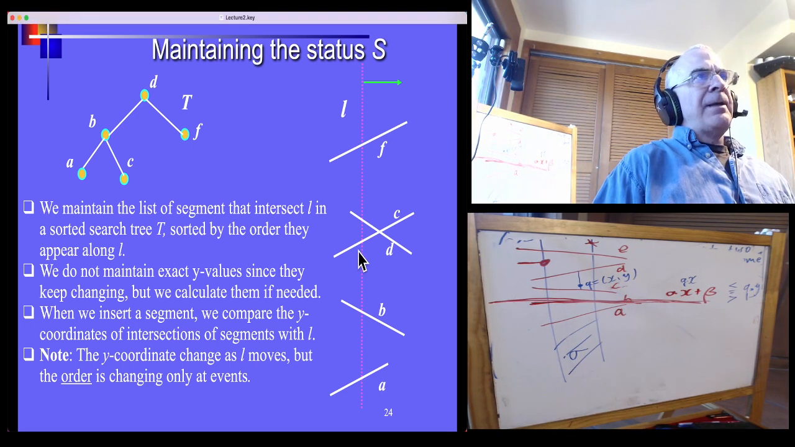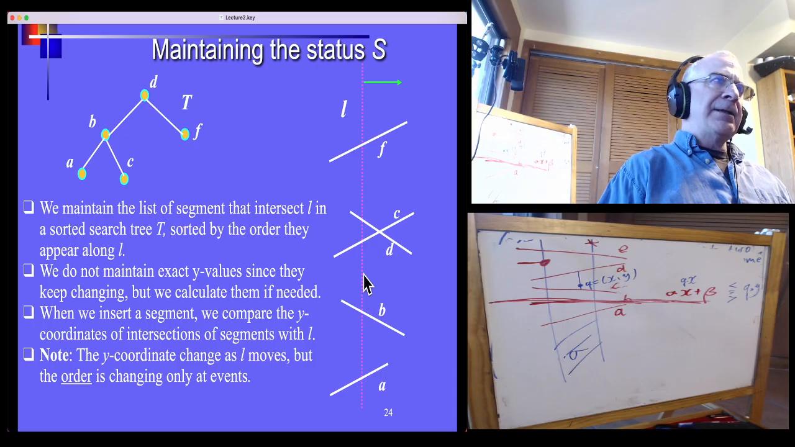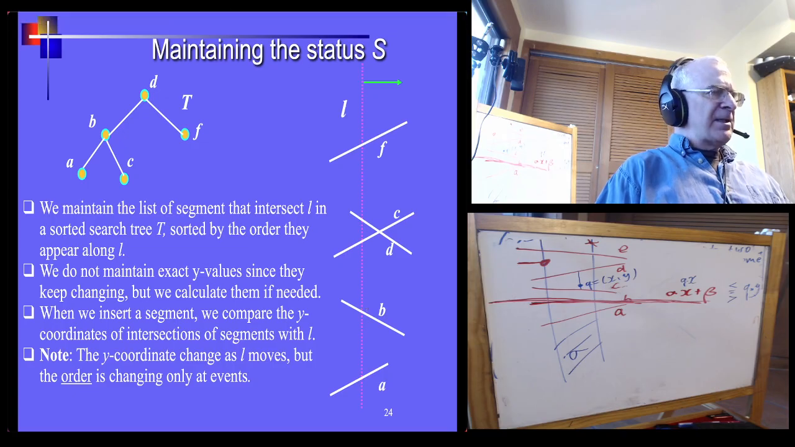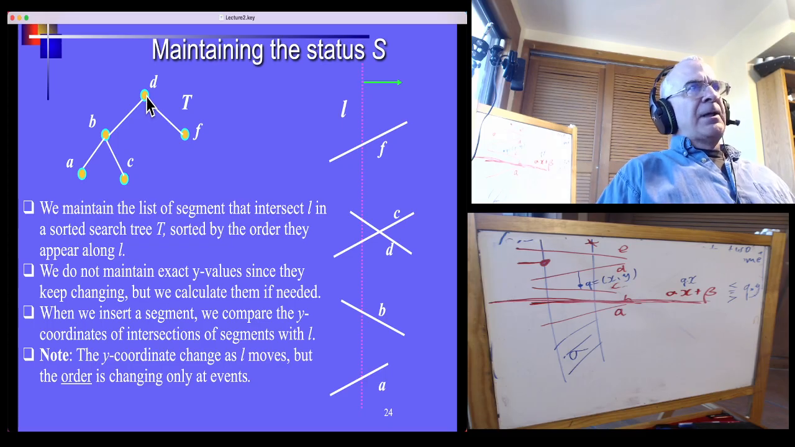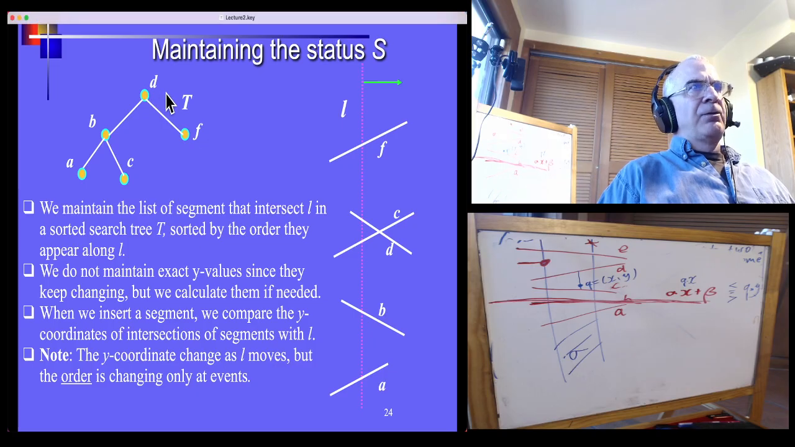Now, I'm doing almost the same thing with the status, except that I need to be able to insert and delete segments into the status. Segments are born and die. So instead of an array, I'll store them in a balanced search tree. AVL will do, red-black will do, 2-3 will do.